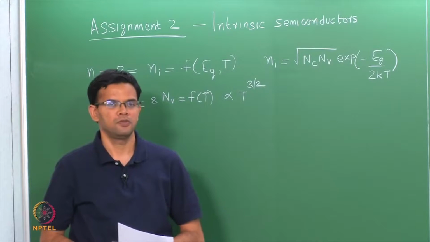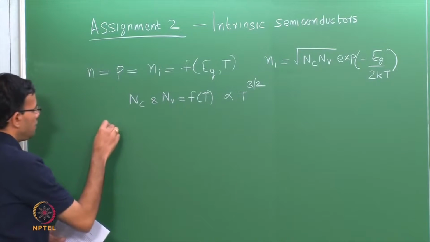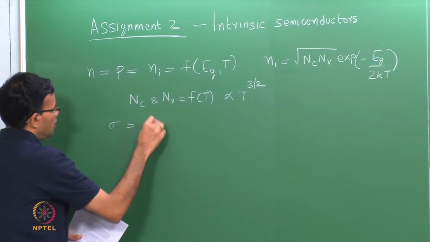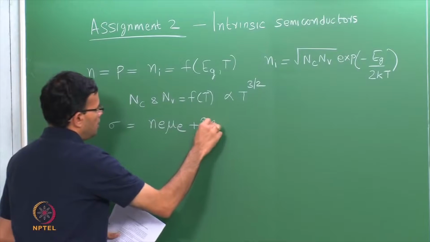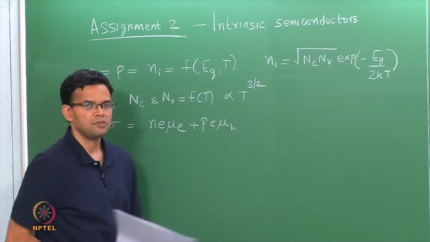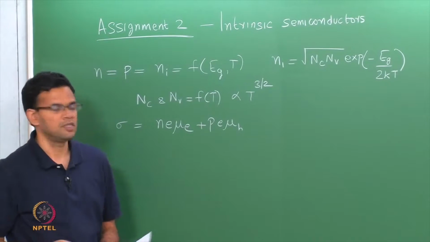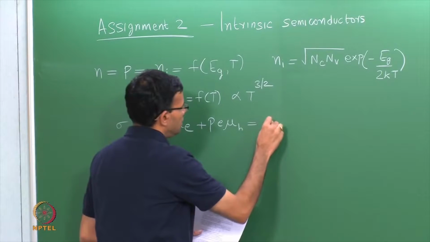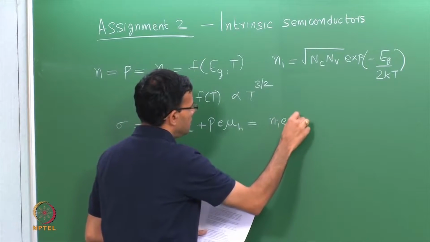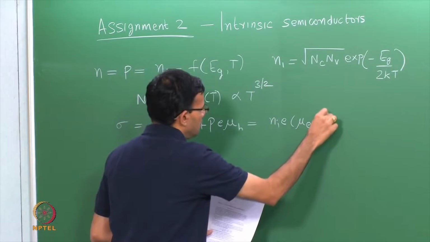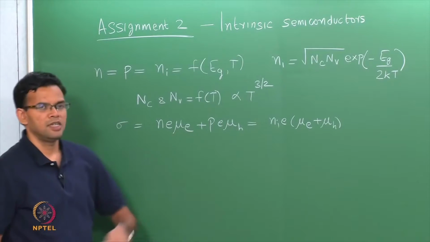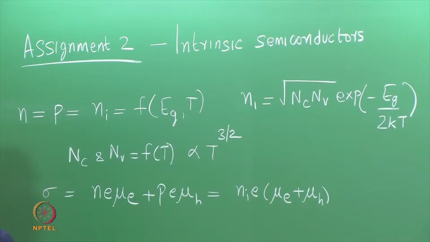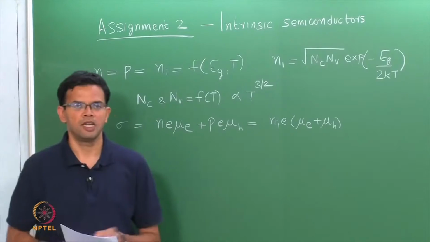We also saw the general equation for conductivity sigma is nothing but N e mu e plus P e mu h. In the case of an intrinsic semiconductor, this just becomes Ni e times mu e plus mu h. So, these are just a few points about intrinsic semiconductors. We will be using them today during the course of the assignment.